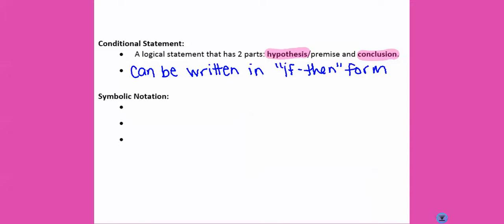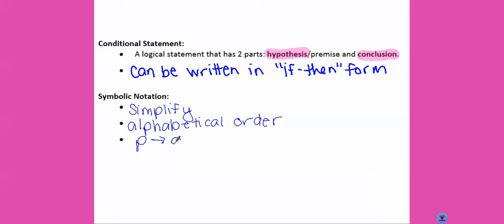We're going to use symbolic notation a lot, and the reason we do this is to simplify what we're writing. Our symbols will be used in alphabetical order. Typically, we use P, then Q for our if-then statement. P is the hypothesis, and Q is the conclusion.